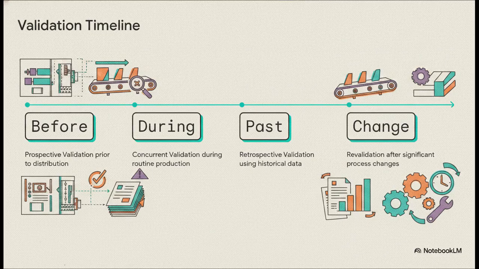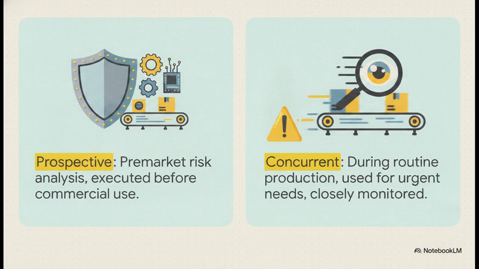Let's zoom in on these just a bit more. First, let's compare prospective and concurrent. Prospective validation happens pre-market. It involves super strict risk analysis, breaking everything down into individual steps long before anything ever reaches the public. It's the standard, super safe route.